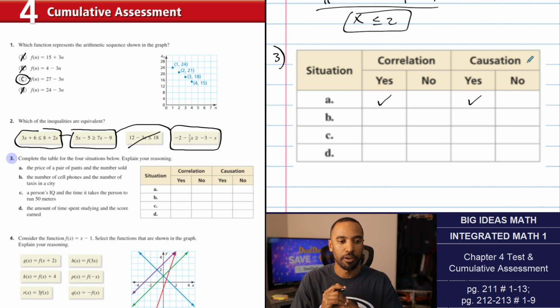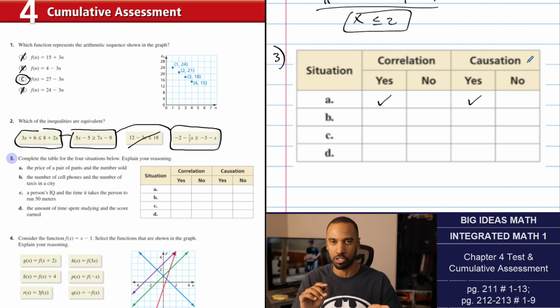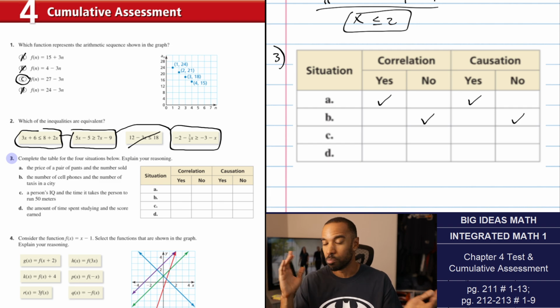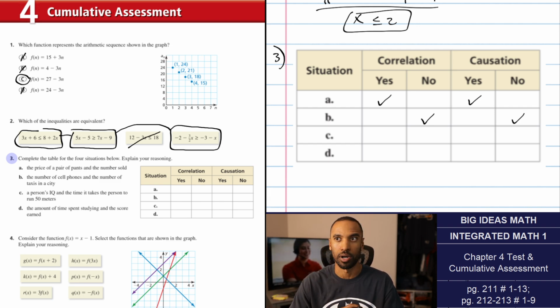The number of cell phones and the number of taxis in a city. I don't think there's necessarily a relation there. If there's a link, great, but I'm not seeing one that necessarily there will be. Do the people in New York have a lot of cell phones? Sure. So do the people in Los Angeles. Well, I guess they have a lot of taxis as well. But I wouldn't find links there. And if there's no correlation, there's also no causation.